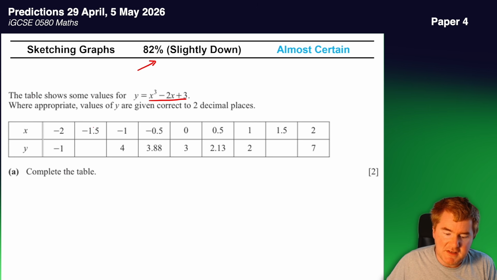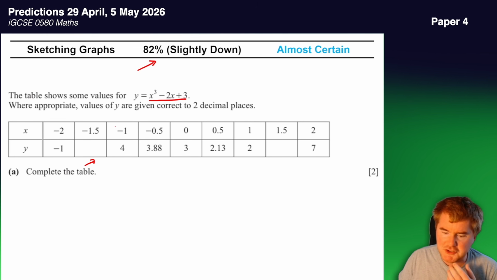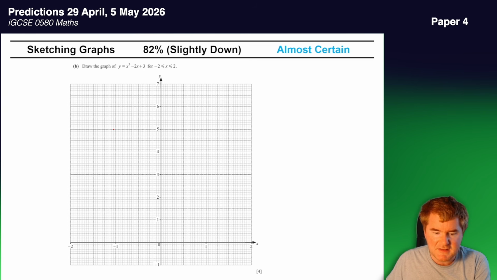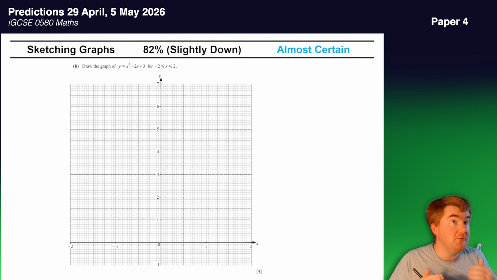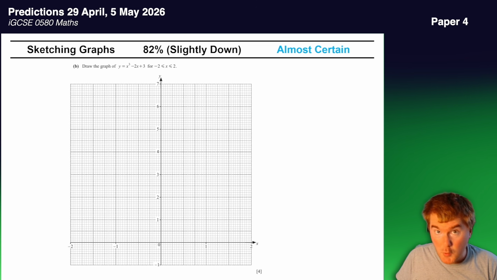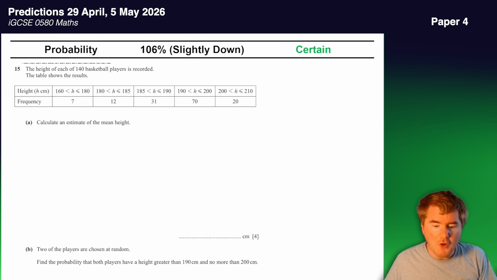So we've got a cubic here, we need to work out some values. Again, this is a typical paper 4 question, calculator question. And then once you've plotted that on a graph, they get you to do something with it, either read a tangent off or solve a cubic equation by drawing a straight line. Those kind of questions are coming back into paper 4, generally only paper 4 here, so make sure you've revised this topic carefully. On to probability.